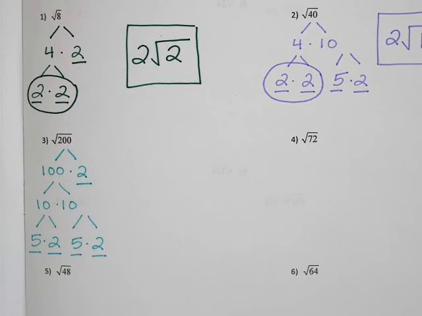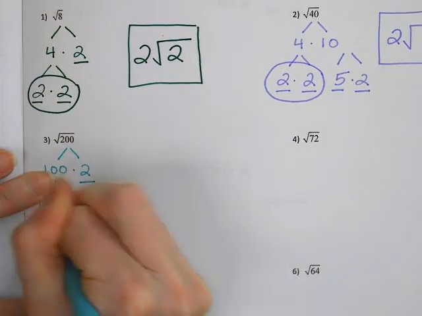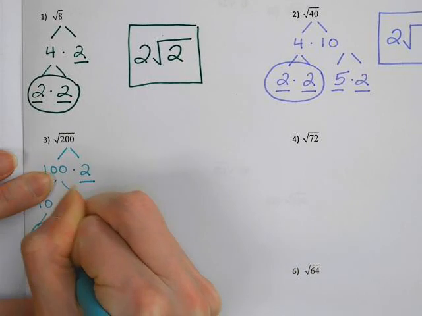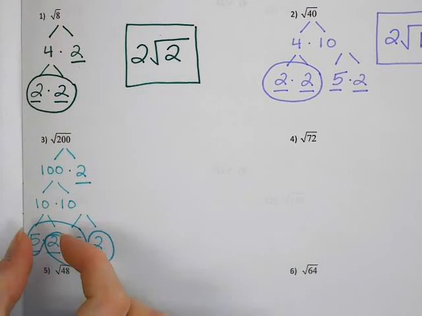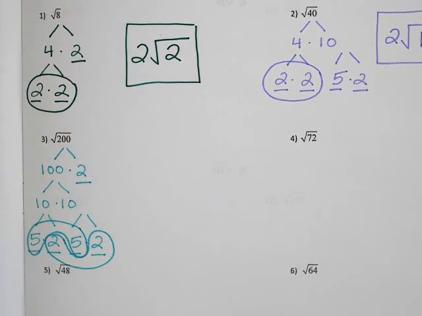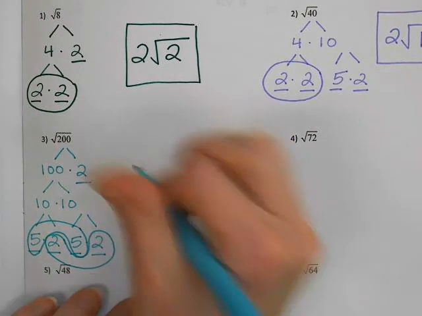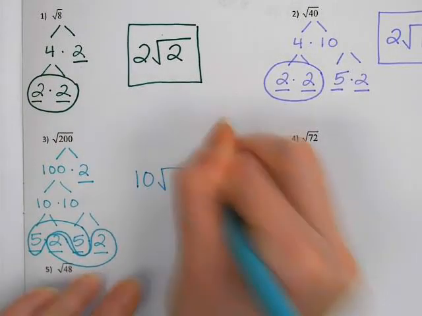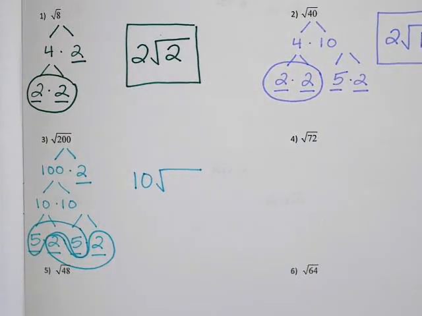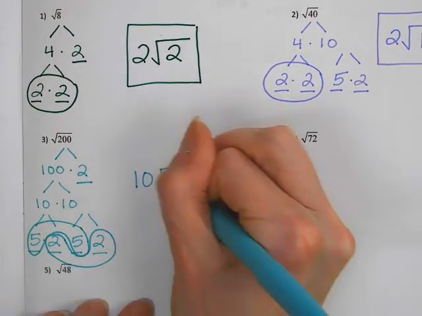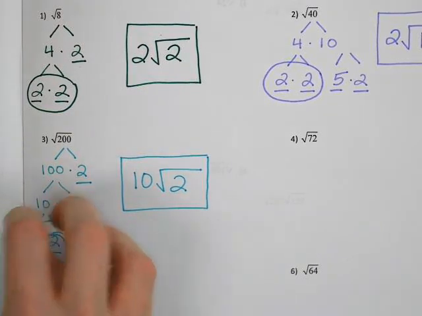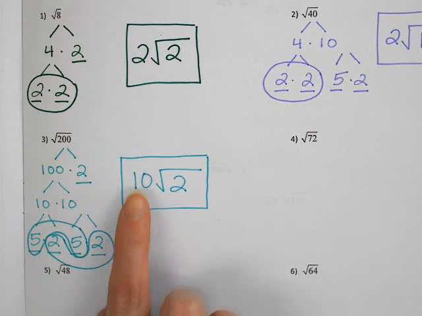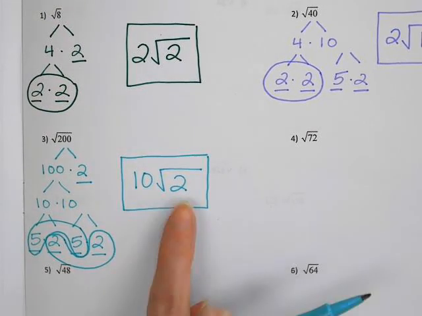Do you guys see any identical pairs? I see a pair of 5s, and I also see a pair of 2s. So that means we could pull out one 5 and one 2. And if we multiply those together, we get 10 on the outside. And the only thing left on the inside is this prime 2. So an identical 5 comes out, an identical 2 comes out. You multiply them to get 10. And then there's this prime 2 left over.